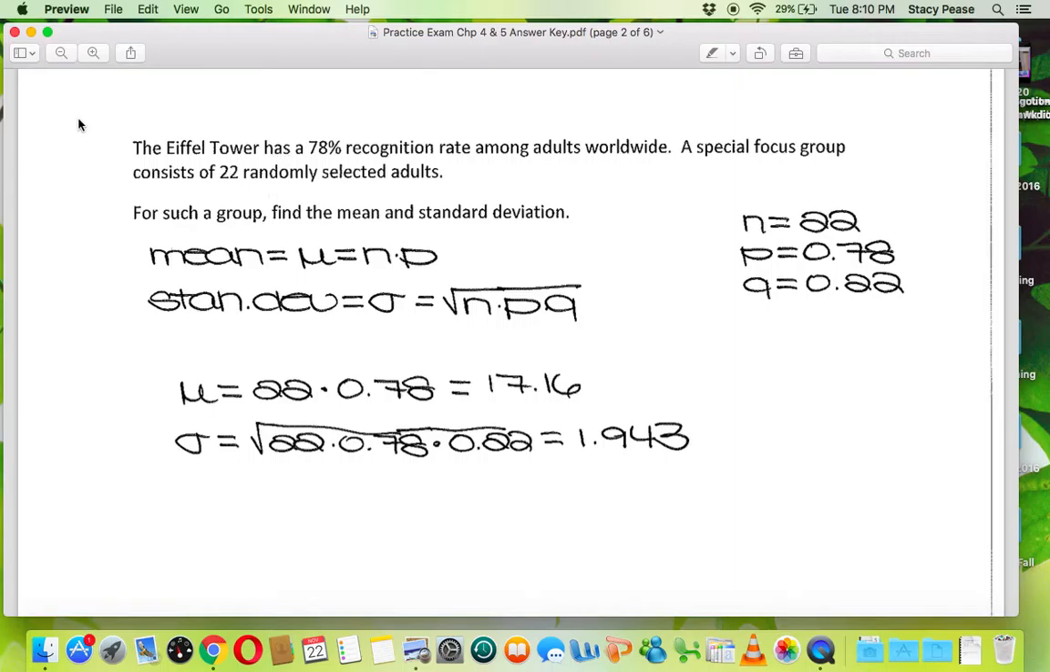So now let's go to the problem and fill in the blanks. So the Eiffel Tower has a 78% recognition rate among adults worldwide. A special focus group consists of 22 randomly selected adults. For such a group, we want to find the mean and the standard deviation. So again, our mean is going to be found by taking our n and multiplying it by our p. So 22 times 0.78 is 17.16, that's our mean. And our standard deviation is the square root of our n times our p times our q. So 22 times 0.78 times 0.22. And that's going to equal 1.943. So there, now we've solved for our mean and our standard deviation for this binomial.